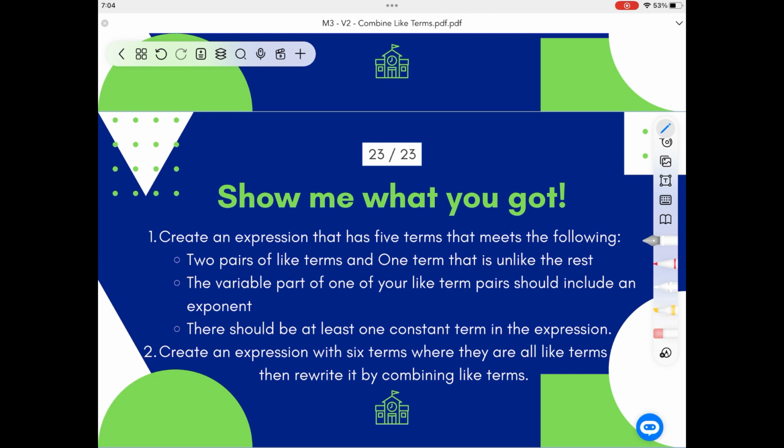So see if you can understand those vocabulary terms that are describing the characteristics of this expression and make this 5 term expression. And then the second one, can you also create an expression with 6 terms where they are all like terms and then rewrite it by combining your like terms? So try those 2 challenge questions out, bring that with you to class, and we'll see you then.